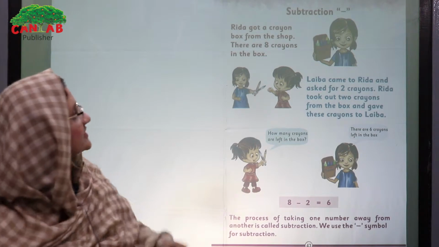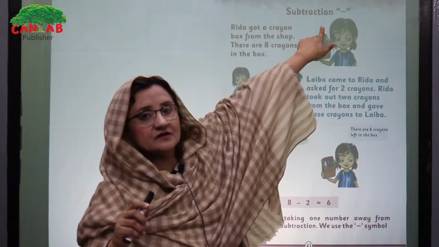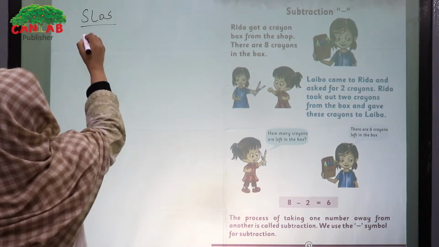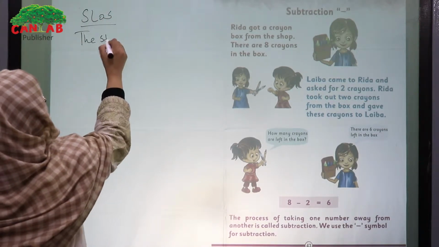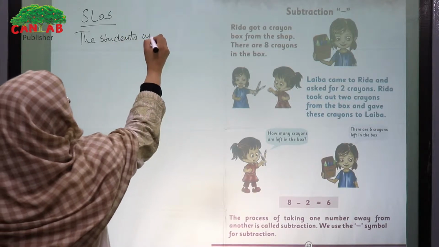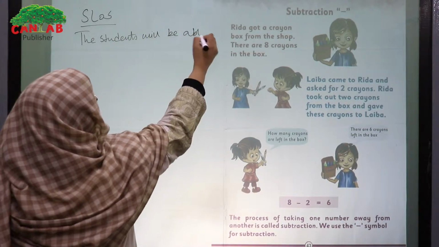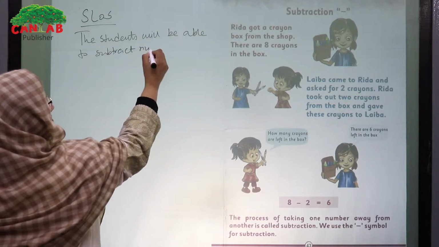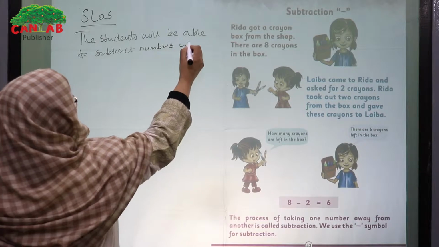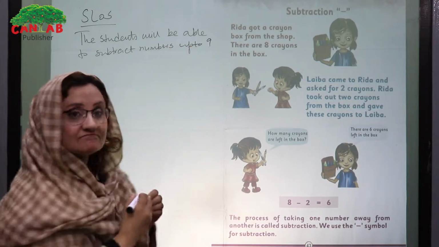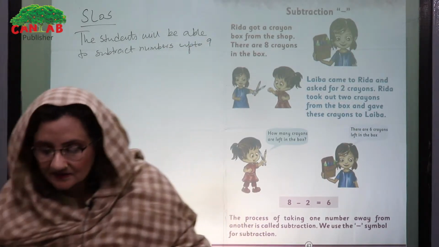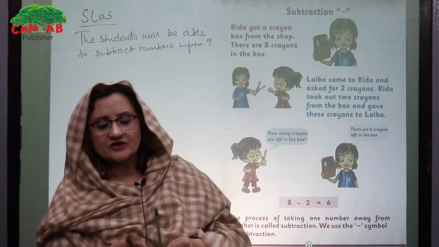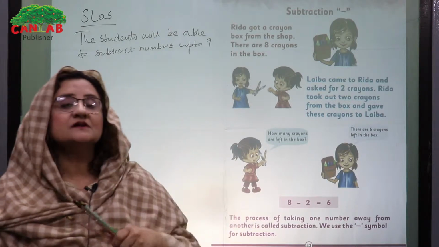Today our topic is subtraction. By the end of the lesson, the students will be able to subtract numbers up to 9. So let's start the lesson, and we can take the initiative by showing different objects like this.